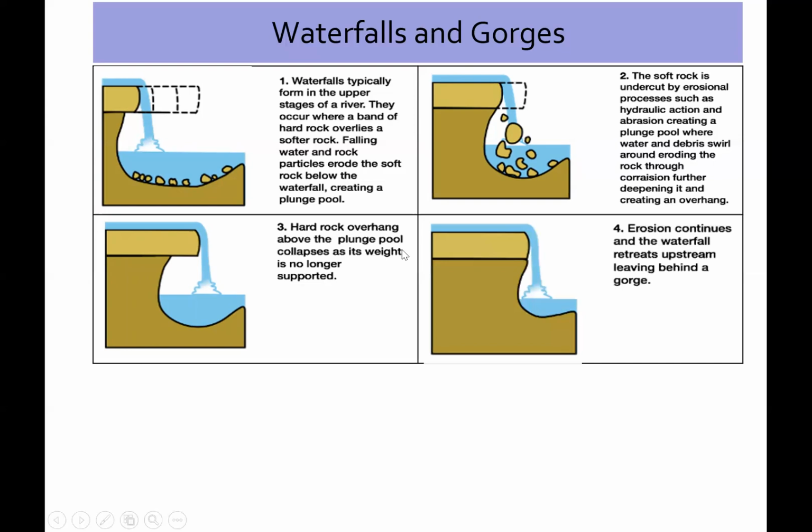And finally, 4th stage, the erosion continues and the waterfall retreats upstream, leaving behind that gorge. So make sure you've got yourself 4 diagrams, 4 explanations as to how that waterfall is formed and how it changes over time.